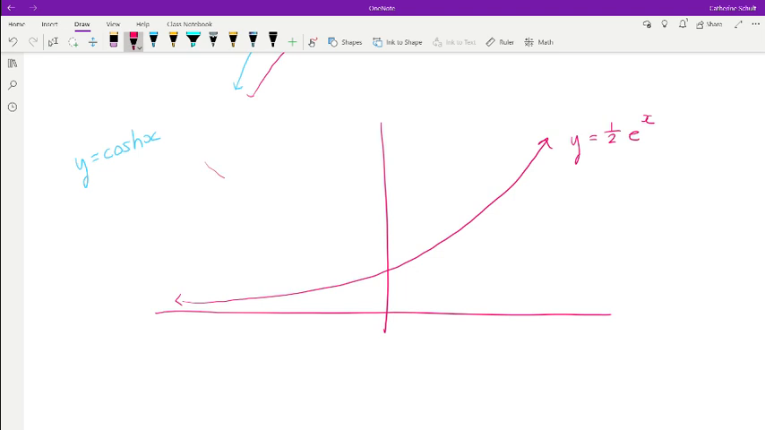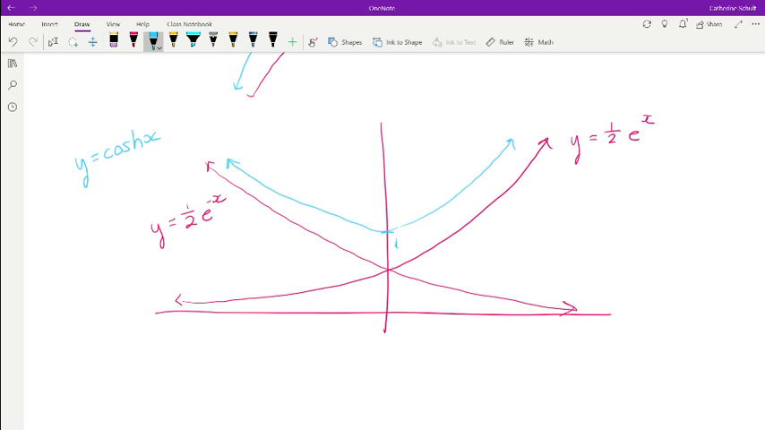Let's see if I can draw that fairly accurately. And these are going to help determine the end behaviors of the hyperbolic cosine. Okay, and let's see. The hyperbolic cosine is going to go through 1, and it's going to tend towards these curves as the end behavior.